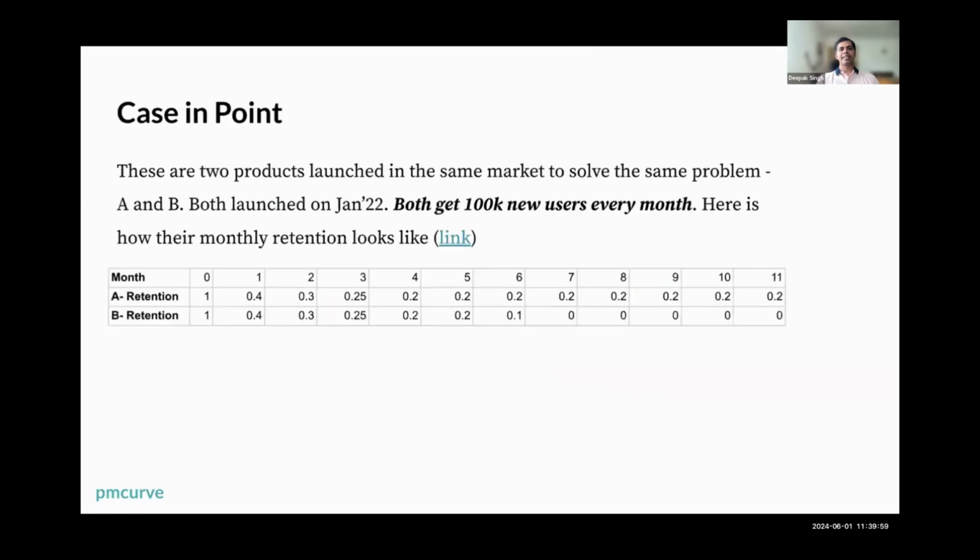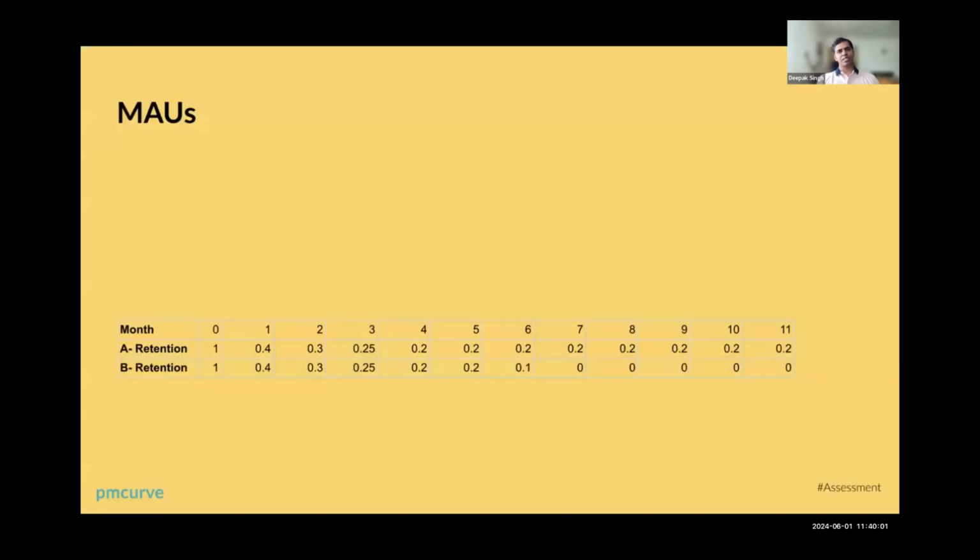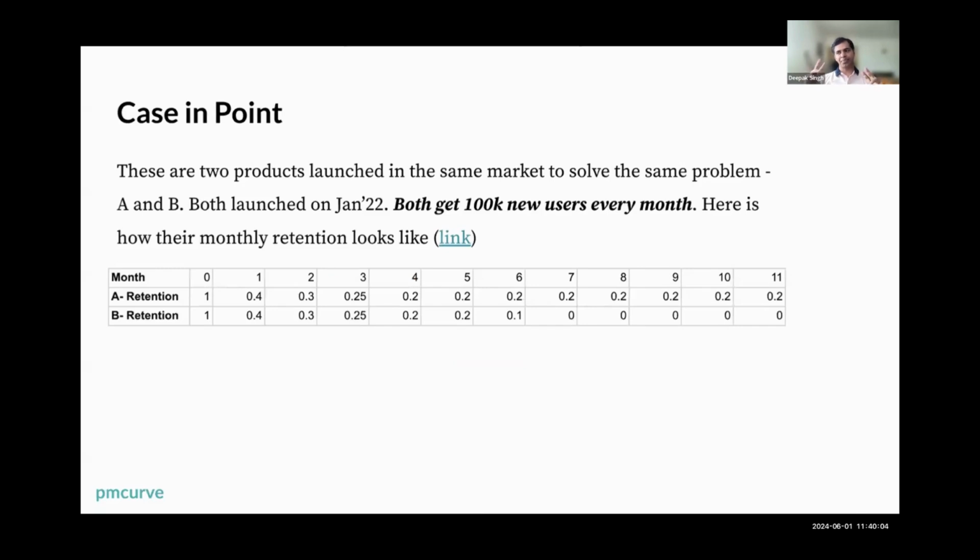Now let's take a couple of use cases. Let's take some exercise so that when you are looking at a product next time, or data next time, you can actually determine for yourself whether it has PMF or not. So let's say there are 2 products which are launched in the same market to solve the same problem. Both launched in January 2022, same month. Both are getting 100K new users every month. And this is how their monthly retention looks like.